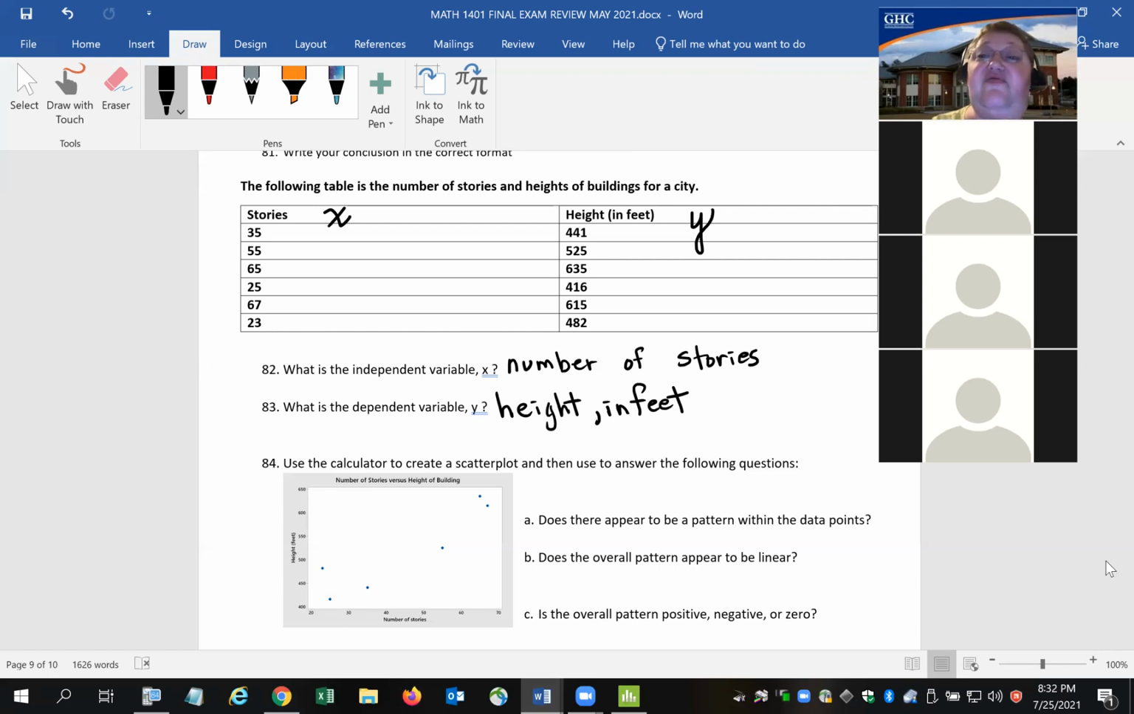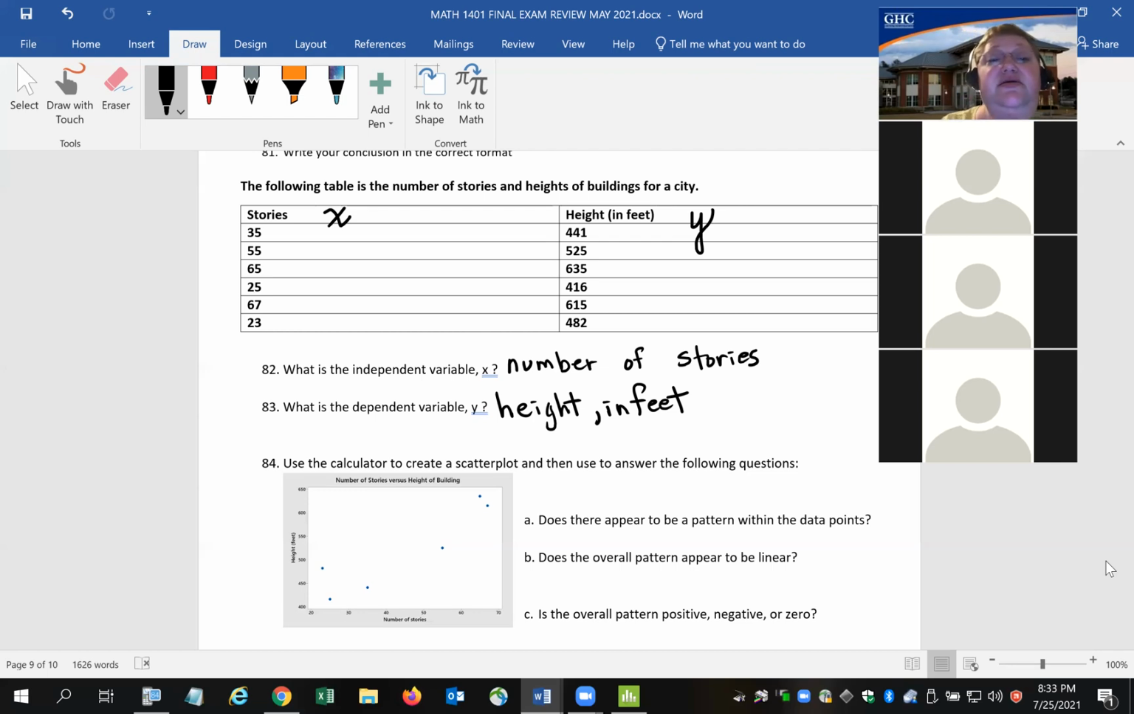Now, I gave you on this document the scatter plot. You may have to create your own scatter plot in Minitab, and I'll go through that in just a minute. But once you decide which variable is the x and which variable is the y, ultimately your goal is to answer the question, is there a relationship between the number of stories and heights? Is there a relationship between the number of stories and the heights of buildings for a particular city?